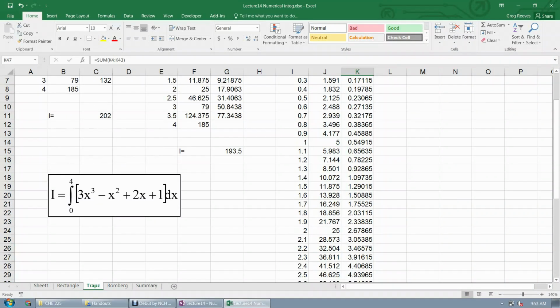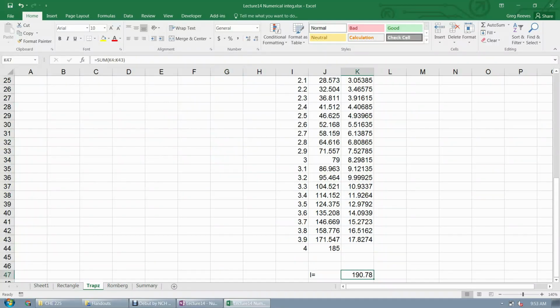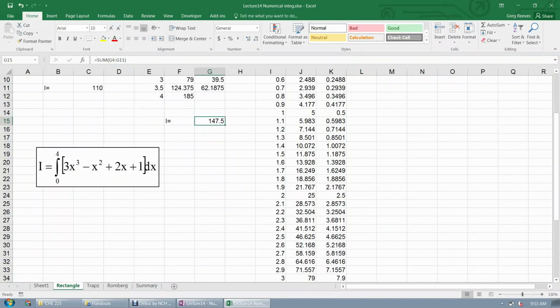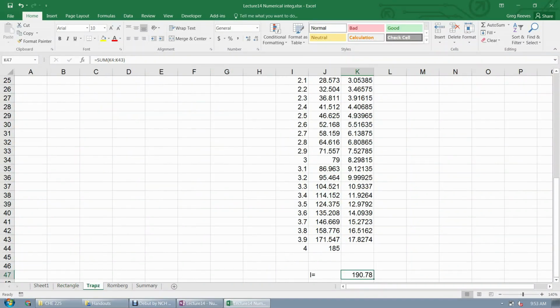And here we have 190.78. So we have 193.5 for 8 subintervals and 190.78 for 40 subintervals. Compare that again to the rectangle rule. The best the rectangle rule had to offer was 181.58.